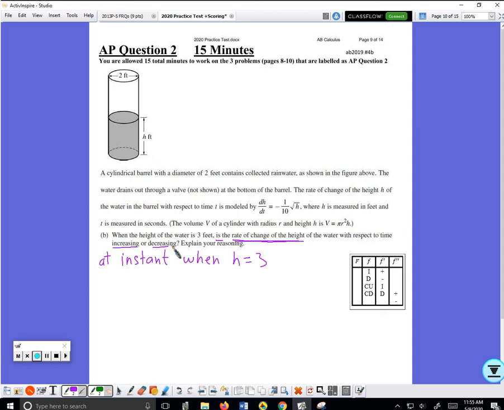So back to Danica's chart over here. We're working with height of the water. They're asking, is the rate of change of the height, that's h prime again, increasing or decreasing? So I've got to go look over here at h double prime. I have a formula here for h prime, so I need to take the derivative of that.